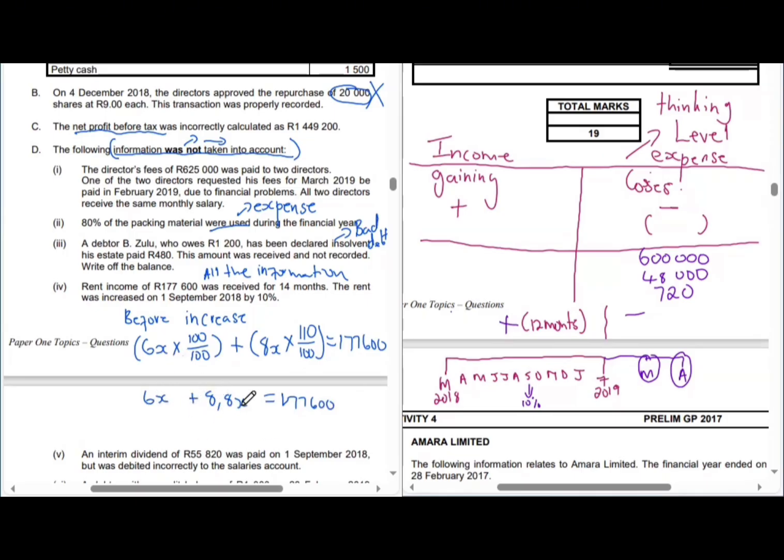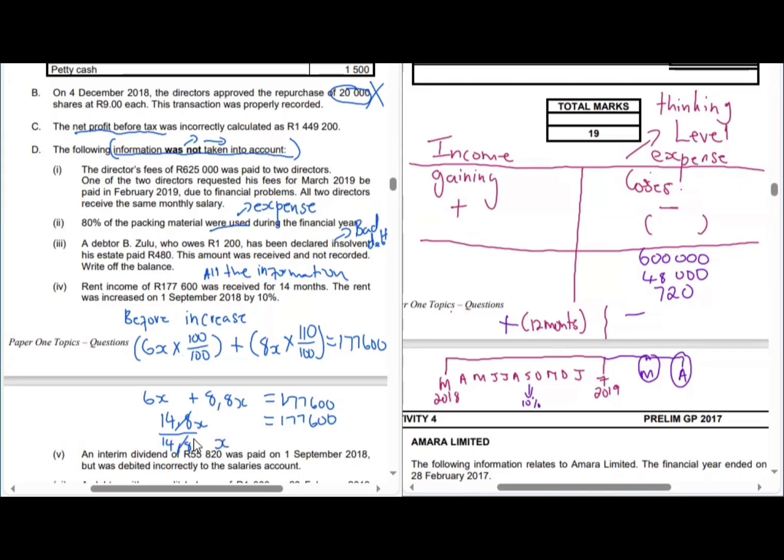So 6x plus 8.8x, we have how much? We have 14.8x equals to 177,600. And then now guys, we need to be left with our x. We are solving for x, meaning we are solving for how much we were getting each and every month before increase, and then divide by 14.8, so that 14.8 can cancel 14.8, so that we can be left with what?